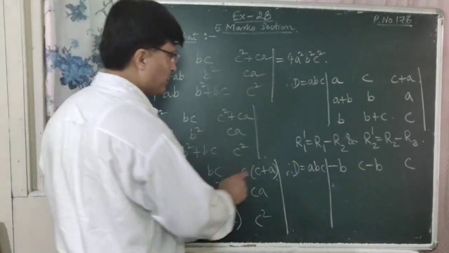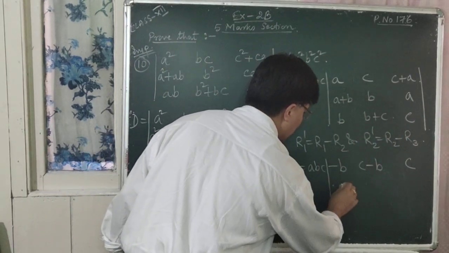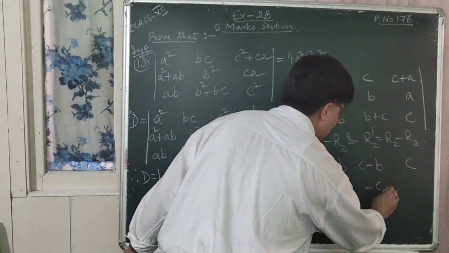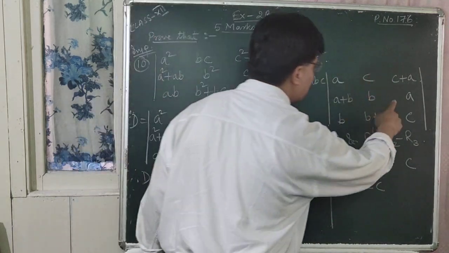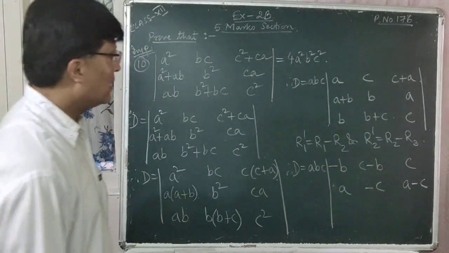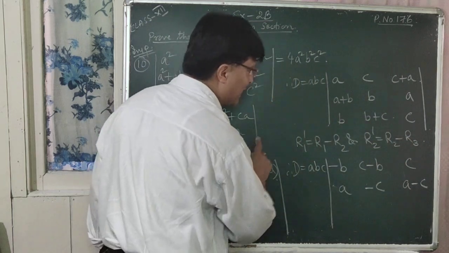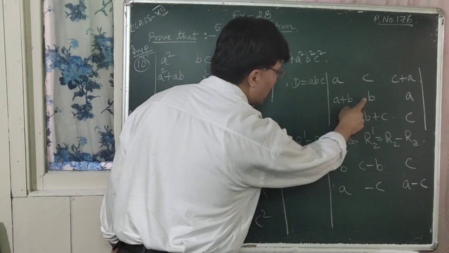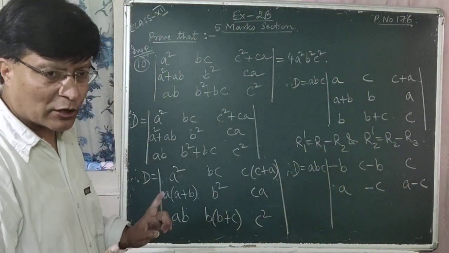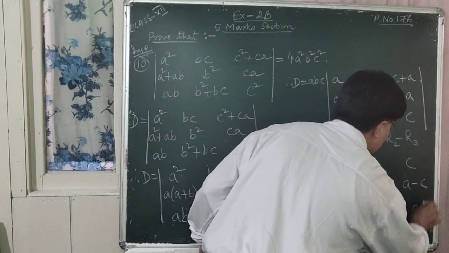Correct? Next, again, R2 dash is equal to R2 minus R3. This is A plus B minus B. That is only A. Again, B minus C. This is your minus C, right? Then next, A minus C. This is your A minus C. And next, so you have understood R2 dash is equal to R2 minus R3. Let us take it once again. A plus B minus B, that is A. B minus C, that is minus C. This is A minus C, right? Now third row remains same. That is here B, B plus C, and this is C.